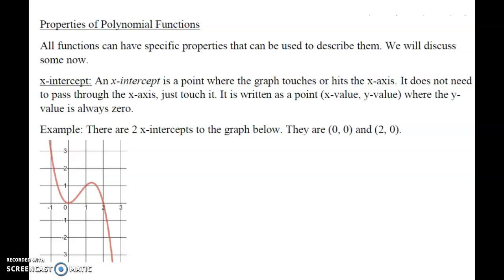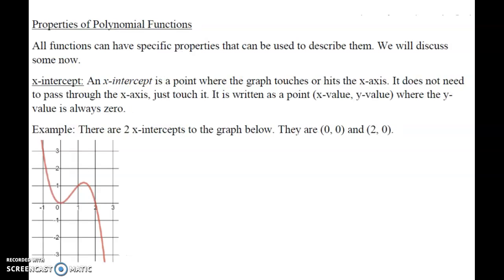So all functions can have specific properties that can be used to describe them, and we're going to discuss some now. We've got x-intercept. An x-intercept is a point on the graph where it touches or hits the x-axis. It does not need to pass through the x-axis. It can just touch the x-axis. We've got two of them here, one here and one here. Two x-intercepts.